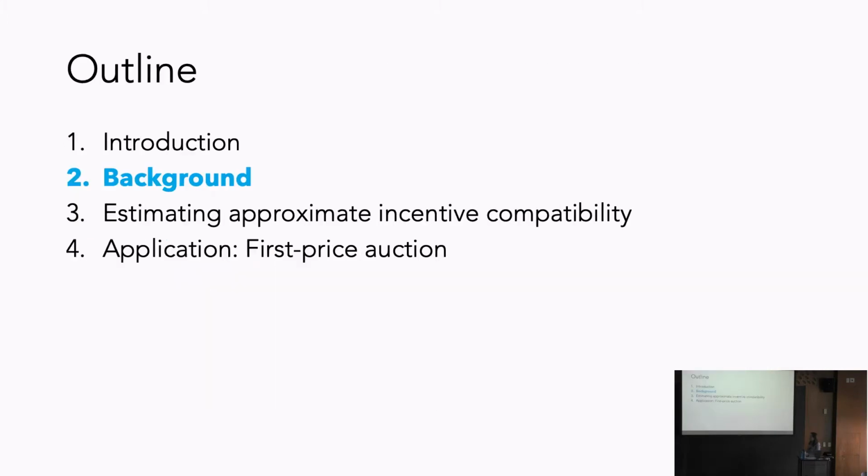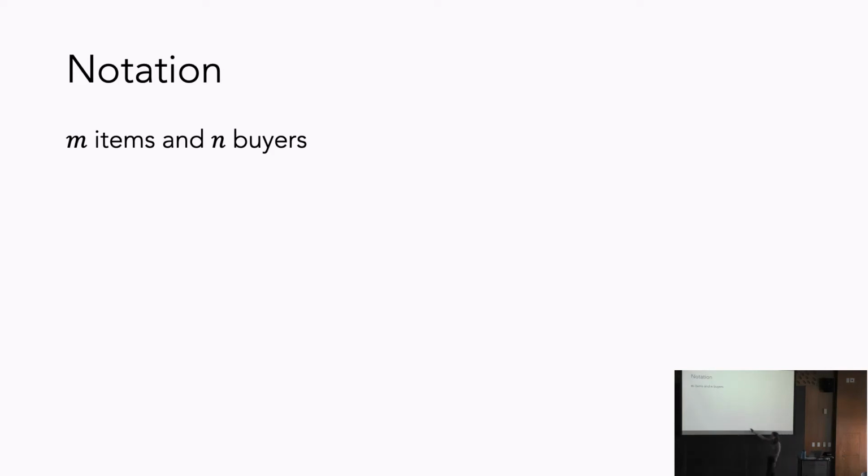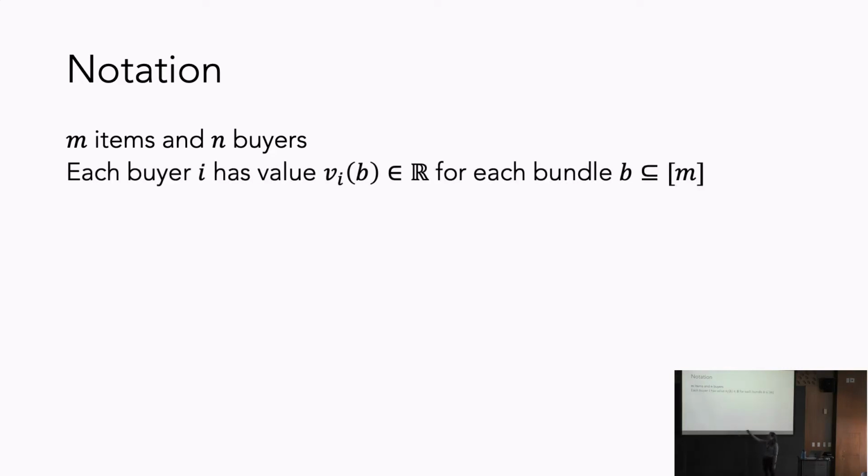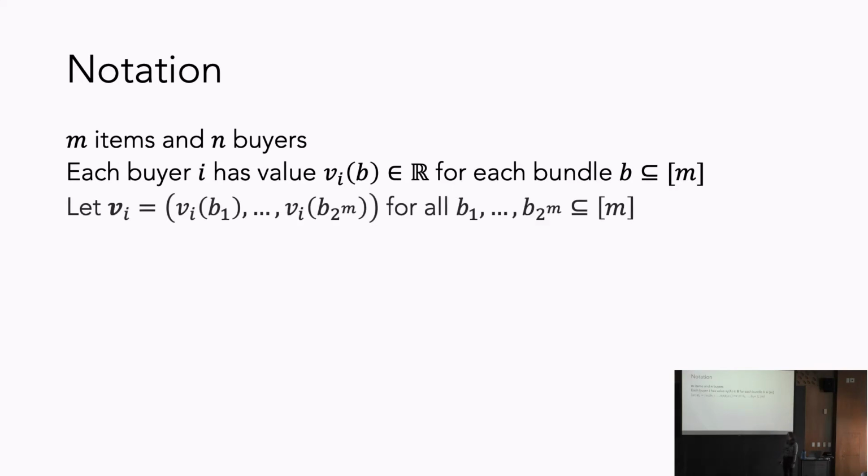Okay, so now I'm going to make all of this a bit more formal by giving some background. In general, we're going to be looking at settings where there are m items for sale and n buyers. Each buyer i has a value v_i for every bundle of the m items. We're going to use the notation, this vector v_i, to denote this vector of length 2^m of bidder i's value for every bundle for sale, all 2^m bundles.